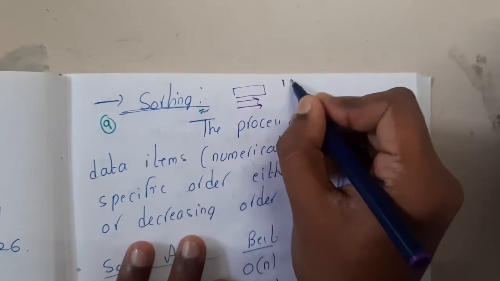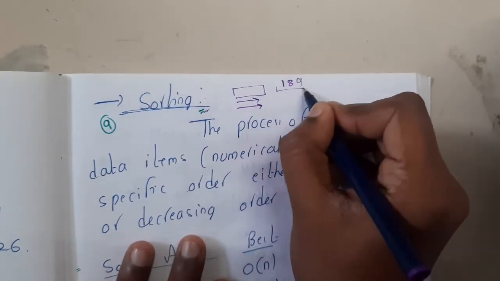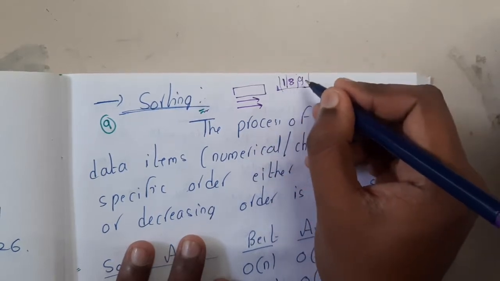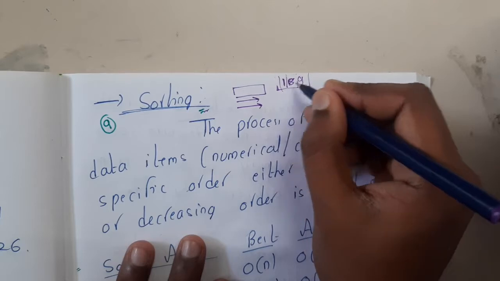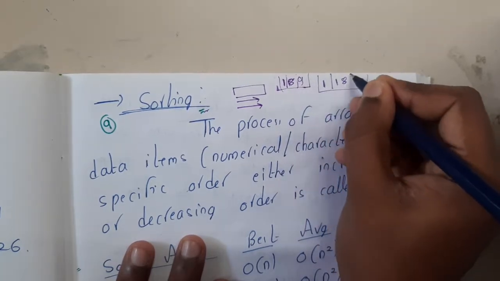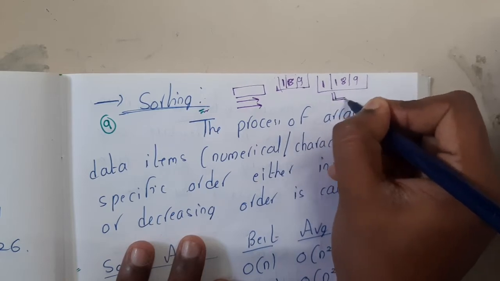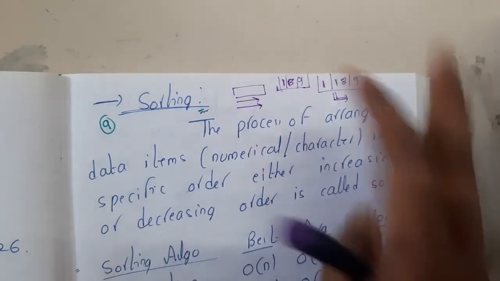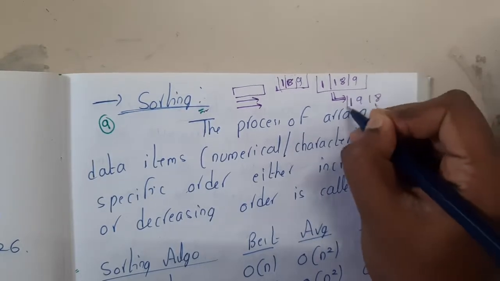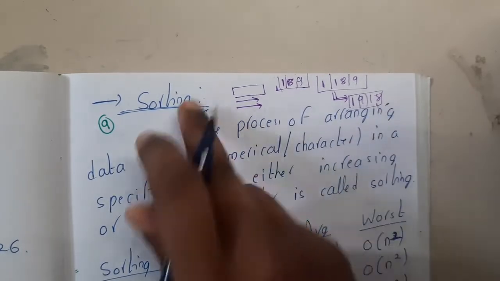So basically, if the series is in this way, and you want to perform ascending order on this, let me change it to 18. So 1, 18 and 9 is the input and you want to perform ascending order on this. So what will be the result, guys? If you rearrange them in ascending order, it is 1, 9 and 18. So this is the ascending order or the sorting process for the given array.